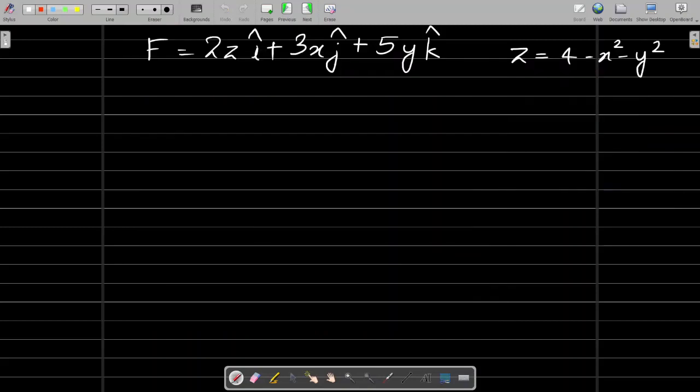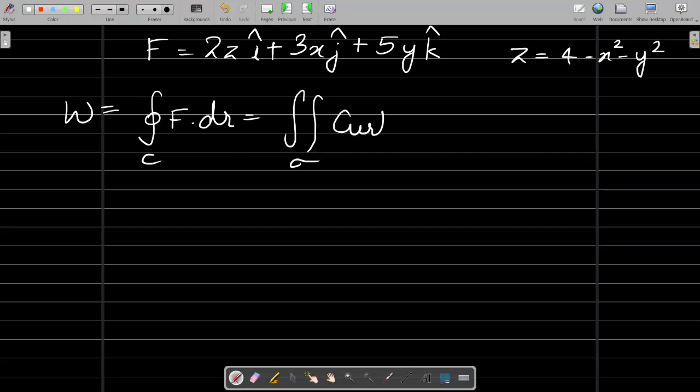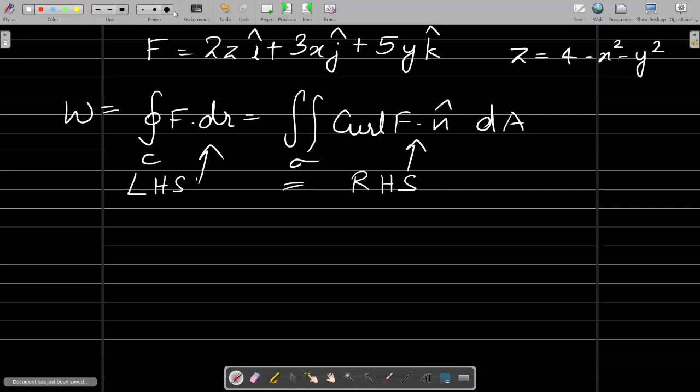So what you have to do is first write down W equal to integral over C F dot dr. This is equal to double integral over sigma curl F dot n dS, or here it is dA. So you have to first verify this LHS using the usual methods that you have studied. Then you have to show that it is equal to RHS using the Stokes theorem. Okay, so first we will evaluate the left hand side.